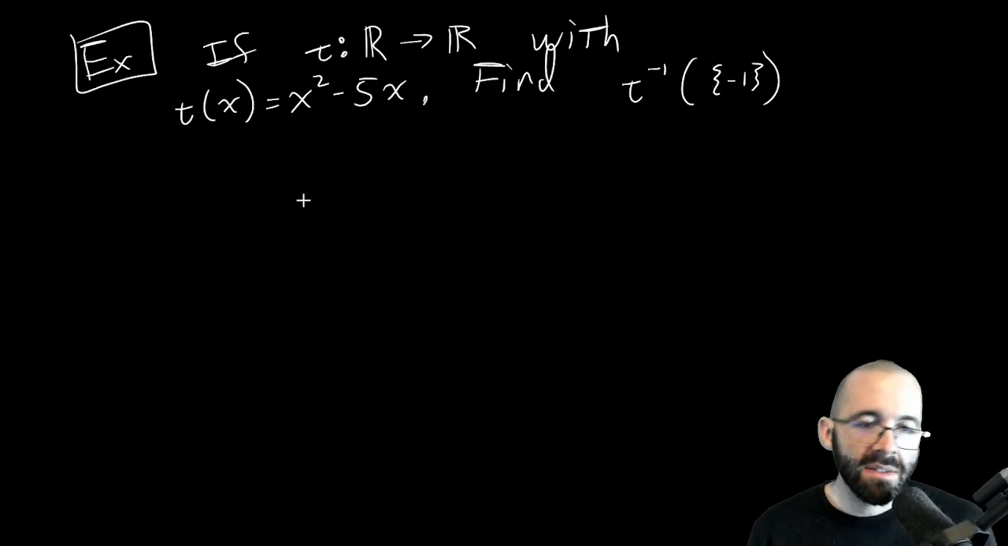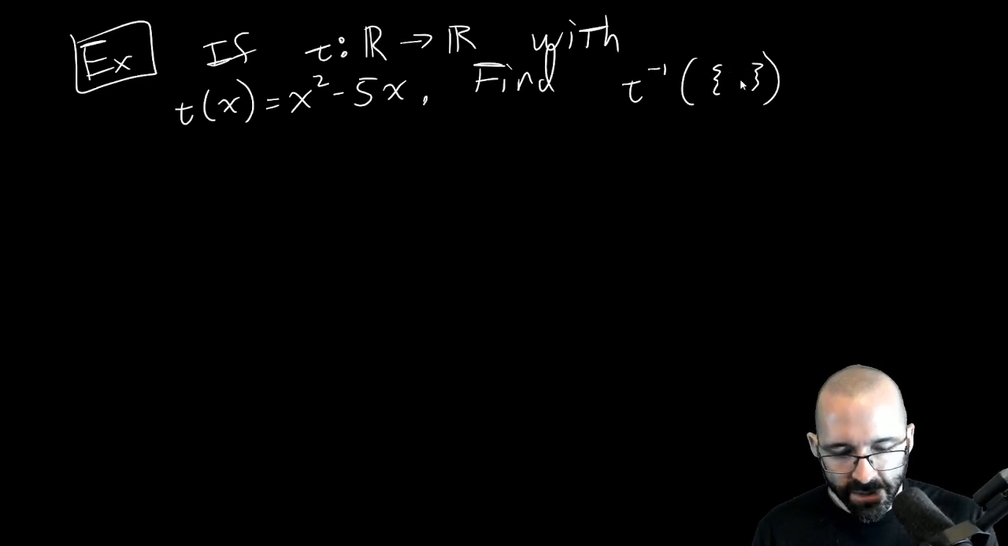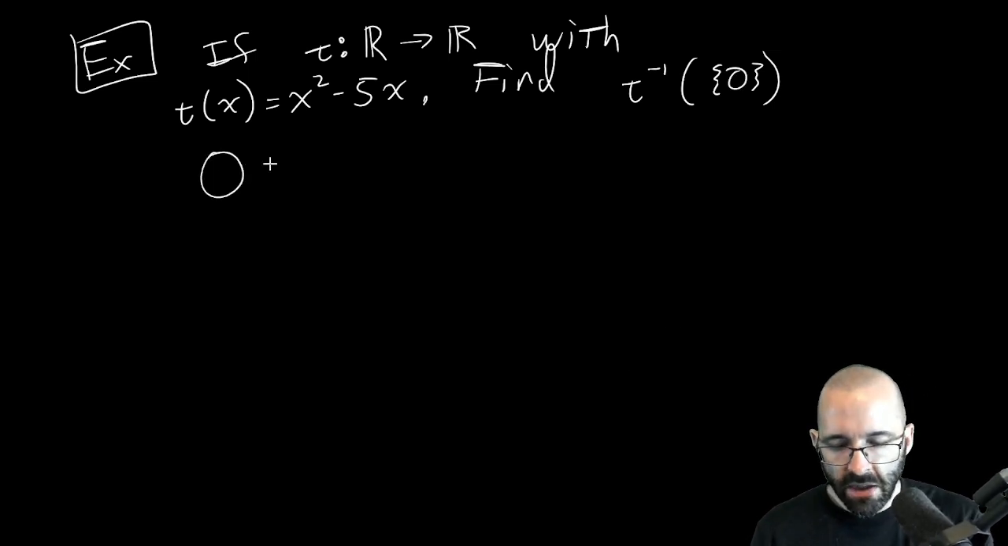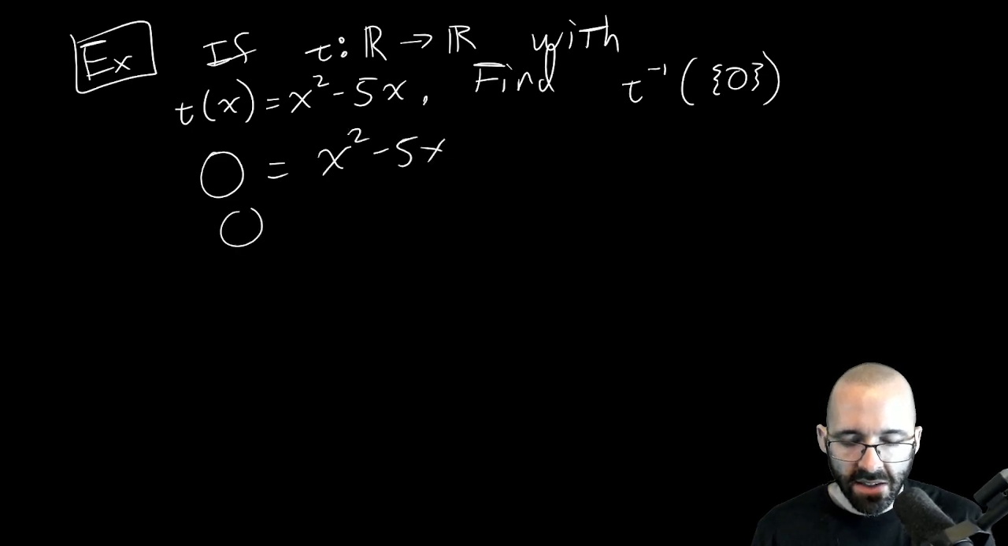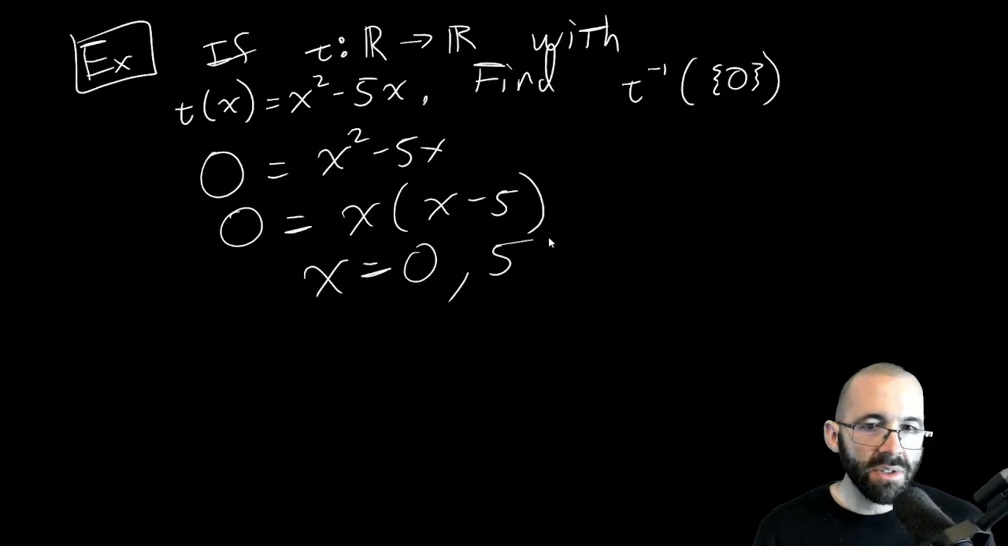Well, you've done this in a pre-calculus class. Oops, I also wanted to adjust this. I wanted to change that to 0. Let's change the problem to the preimage of the set containing 0. So we'll just do it like this. We get x squared minus 5x. We know we can just factor that. We get x times x minus 5. We know the answers are going to be when x is 0 and x is equal to 5.